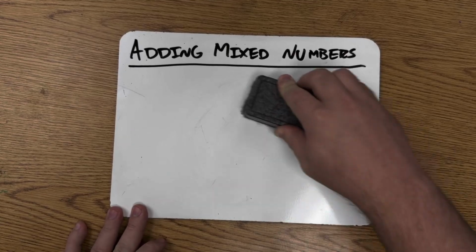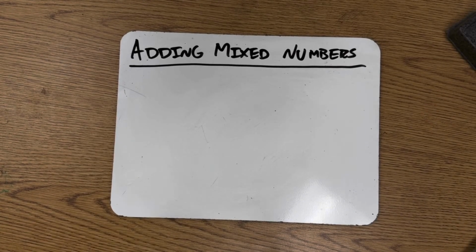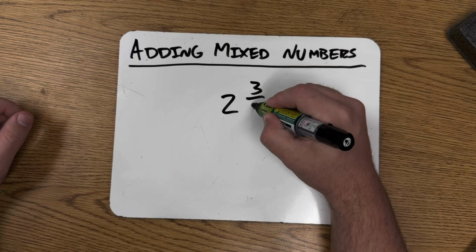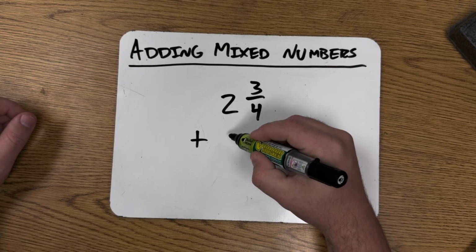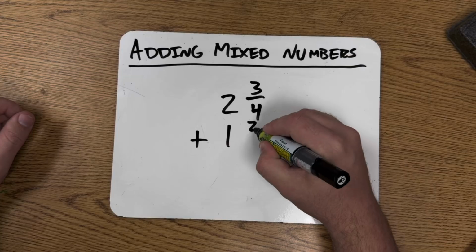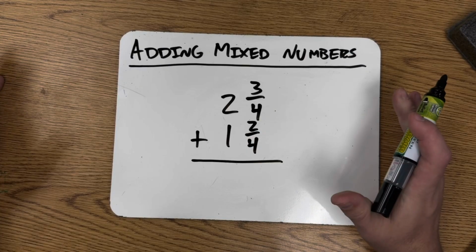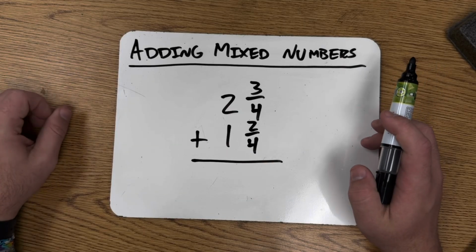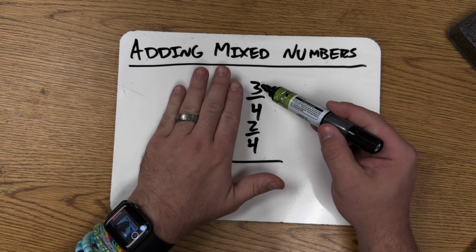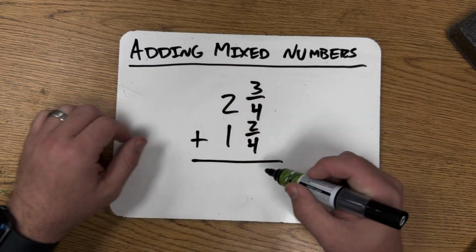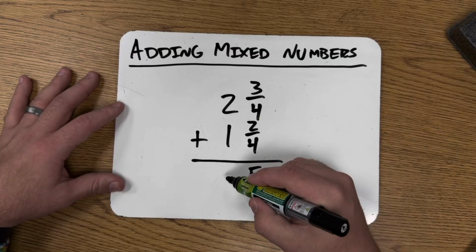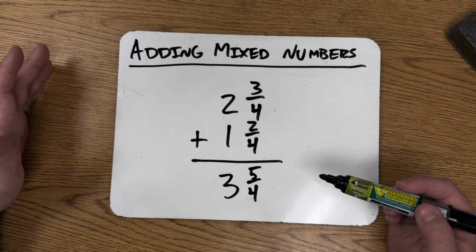When it comes to when you have to regroup, things do change just a little bit, okay? So let's say I have 2 and 3/4, and I need to add that to 1 and 2/4, okay? I have a couple different options when it comes to solving this. What I want to do is first cover up my whole numbers, and look at my fractions and add them together. 3 plus 2 ends up being 5/4, okay? 2 plus 1 ends up being 3. So I'm done. I have a mixed number.